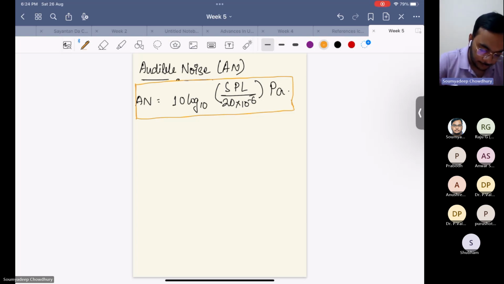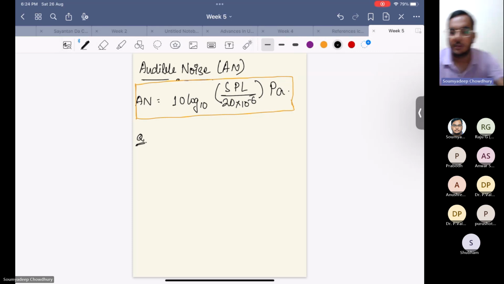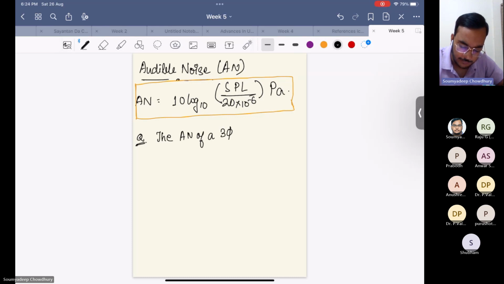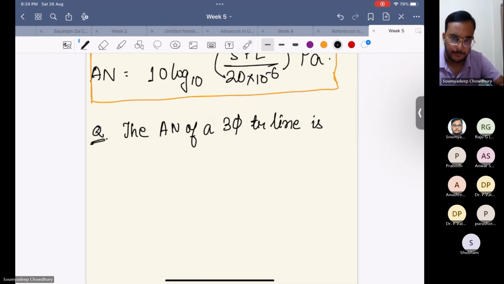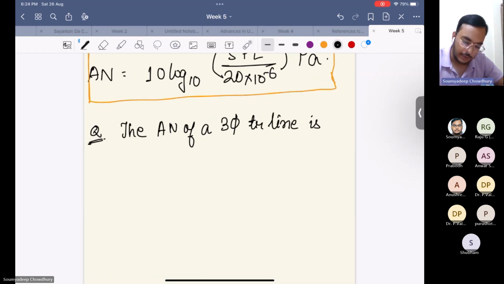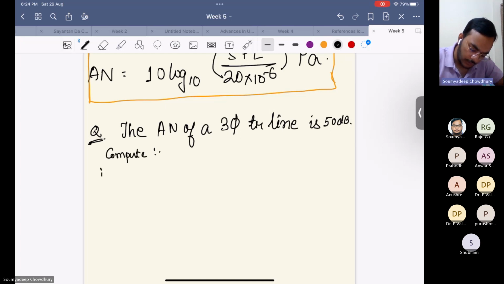So the first question I will do. Every one of you can note it down, or do whatever is convenient for you to answer the question. The audible noise of a three-phase transmission line is 50 dB. Compute. Number one. You can keep a calculator in hand to solve the question.